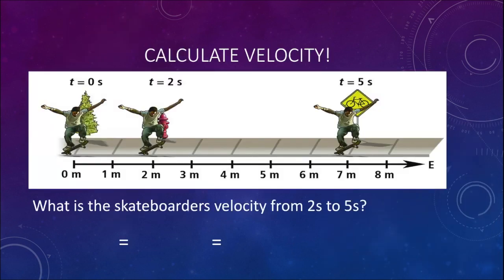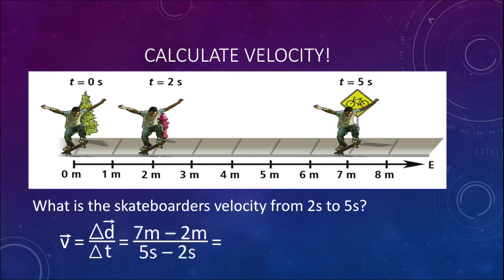Let's try a question. Here, let's calculate the velocity of the skateboarder from 2 seconds to 5 seconds. Remember, velocity is equal to our displacement divided by the change in time. From 2 seconds to 5 seconds means our final position is 7 meters, our initial position is 2 meters. Our final time is 5 seconds, and our initial time is 2 seconds, as shown here.